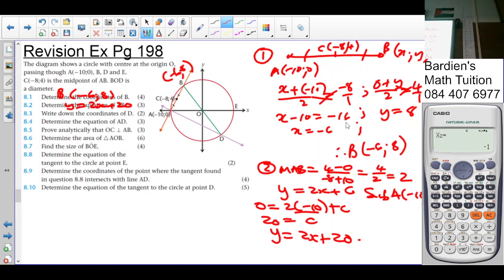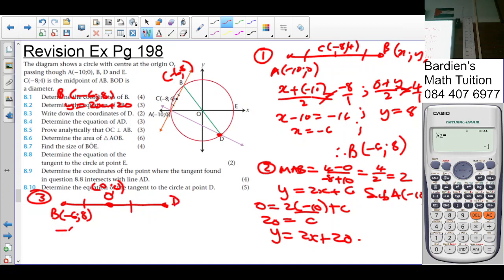In 8.3, they ask you to determine the coordinates of D. Now again, that is the end point of a line segment. Why is OD equal to OB? Your radius. So that means to say your origin, which is (0, 0), is the center of that point there, where B is (-6, 8), and we have D.